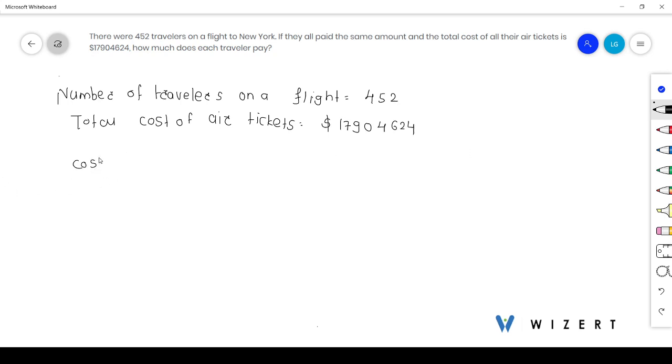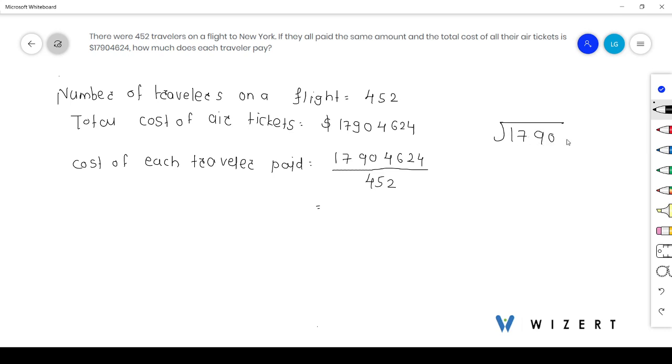Hence, the cost each traveler paid is given by 17,904,624 divided by 452. Now do this by long division. 17,904,624 divided by 452. Now 4 is here and 17 is here.